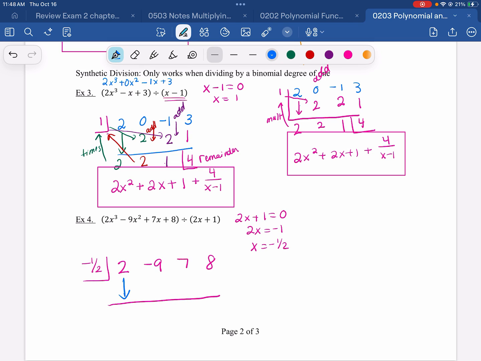First number always comes down, 2. I'm doing half of 2, and then I'm going to make it negative. Negative 1/2 times 2. Those cancel, so it's negative 1. That goes here. Add, negative 10. Negative 1/2 times negative 10. Those cancel, it gives you 5.